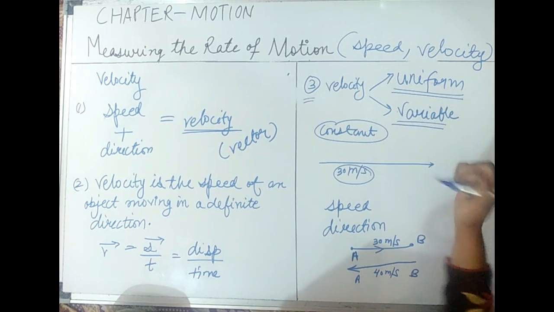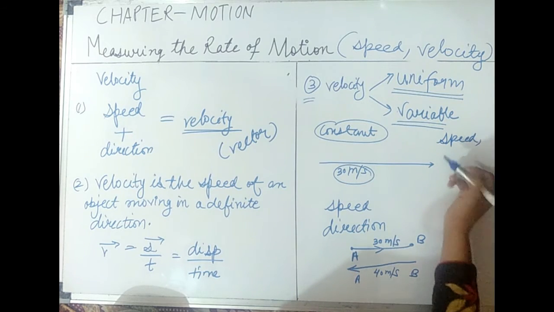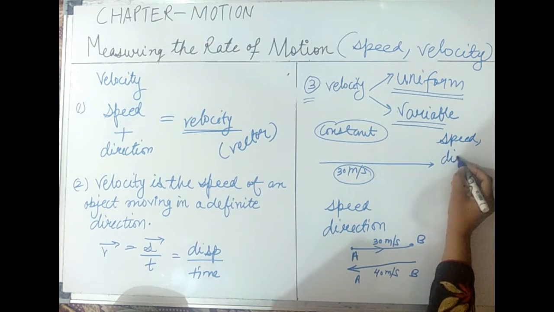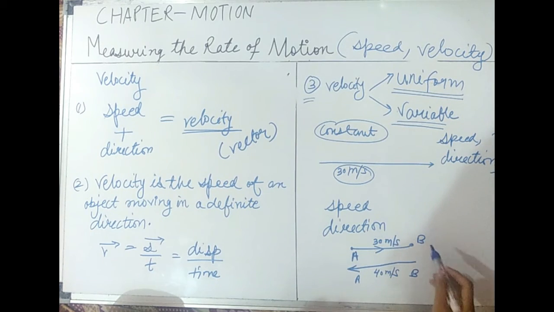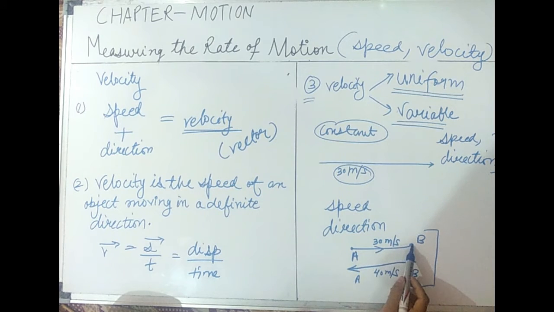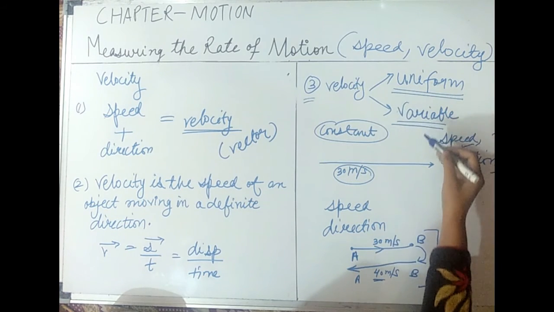Velocity is variable. Variable means either the speed of the object is changing, the direction of the object is changing, or maybe both are changing, as we have discussed here in this case. Earlier the object was moving from A to B with the speed 30 meter per second, and then in the return journey the direction has changed and it is moving with 40 meter per second. So both the magnitude and direction have changed. We are saying that velocity is variable.